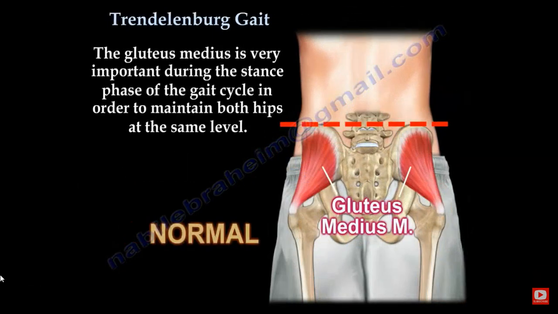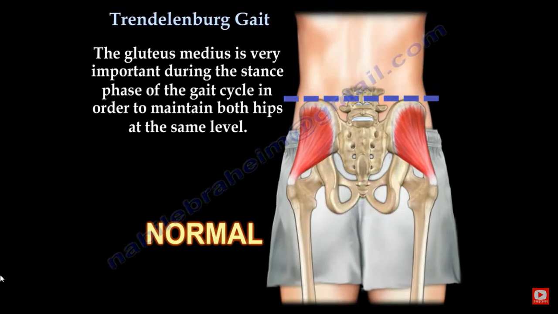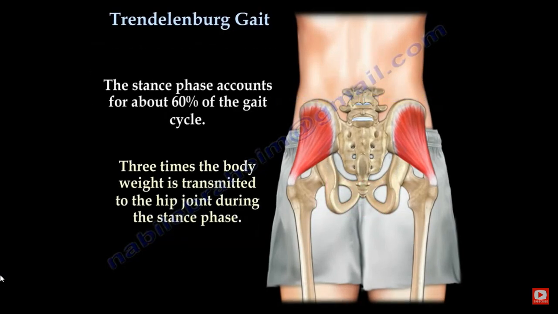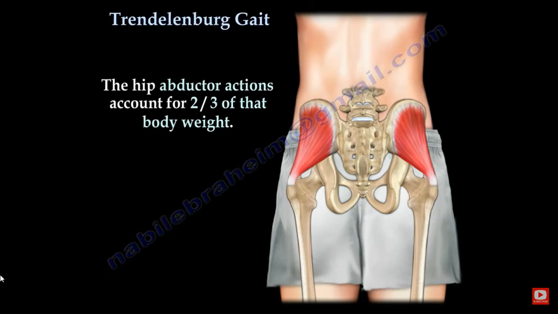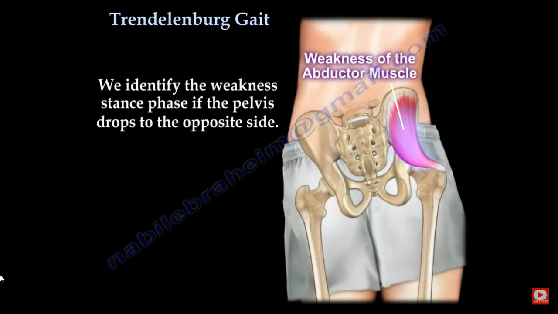The gluteus medius is very important during the stance phase of the gait cycle in order to maintain both hips at the same level. The stance phase accounts for about 60% of the gait cycle. Three times the body weight is transmitted to the hip joint. The hip abductor actions account for two-thirds of the body weight. When there is weakness in the stance phase, the pelvis drops to the opposite side.